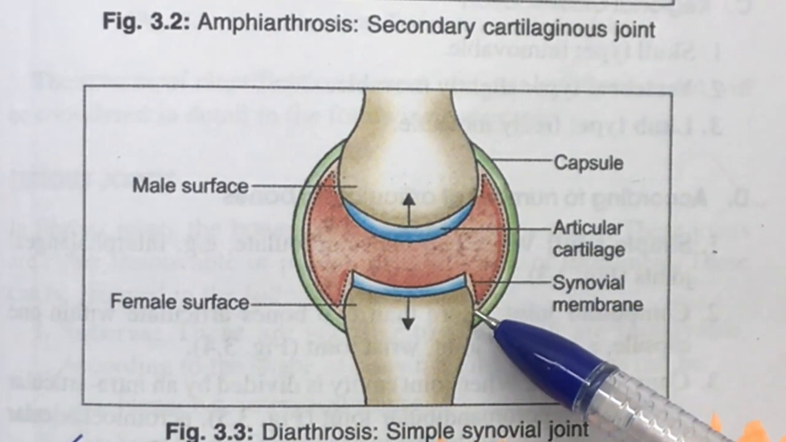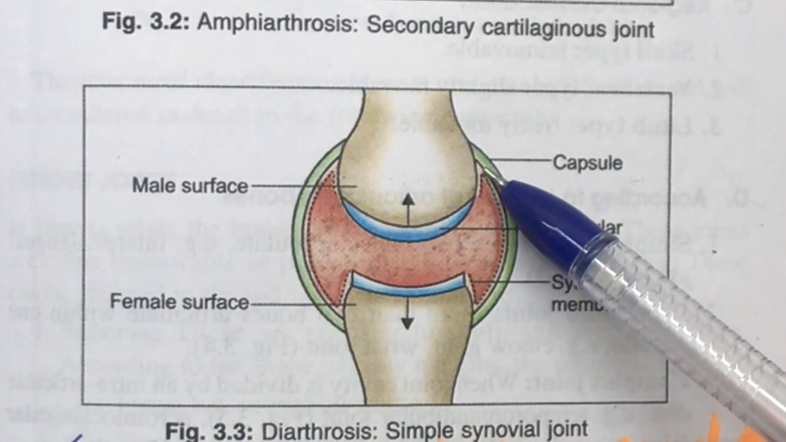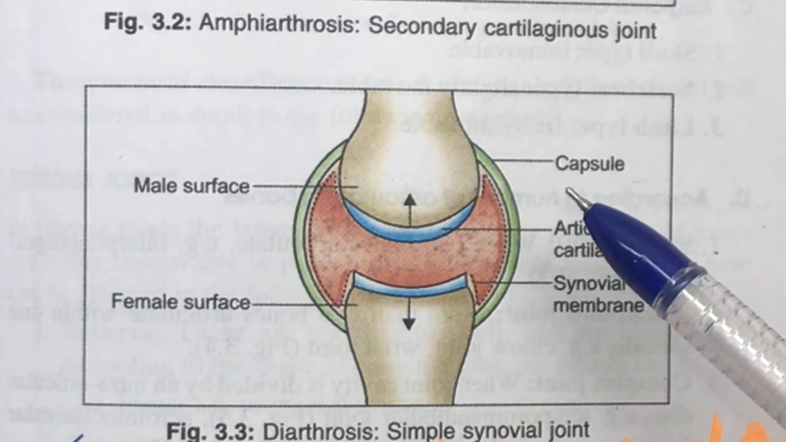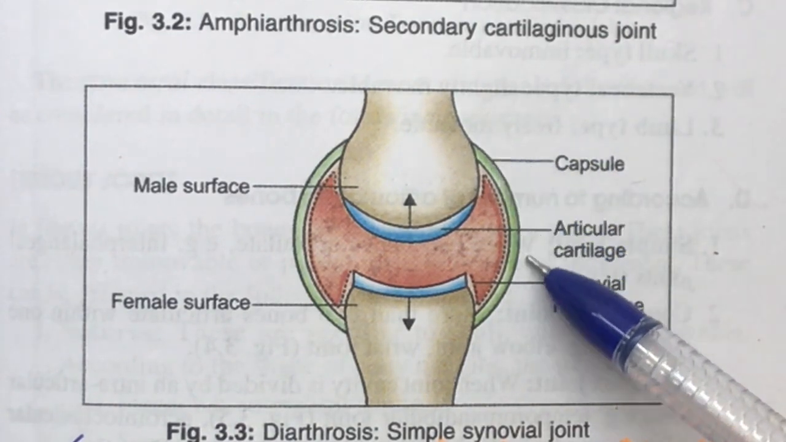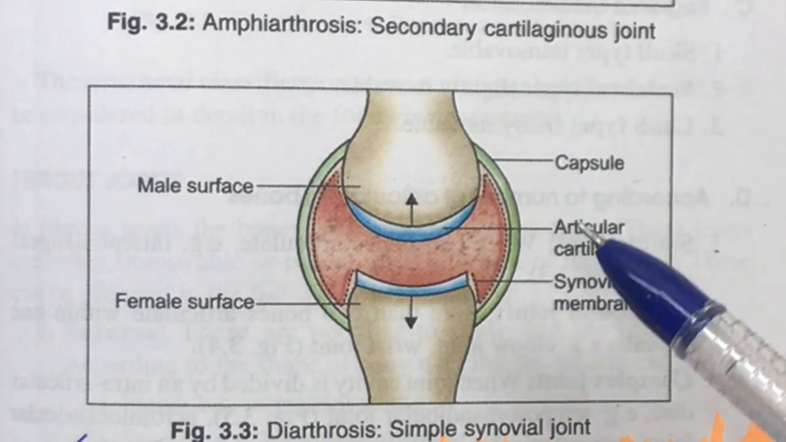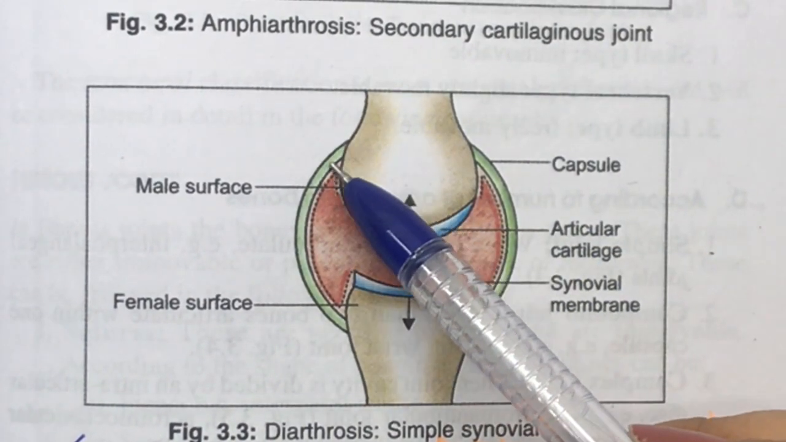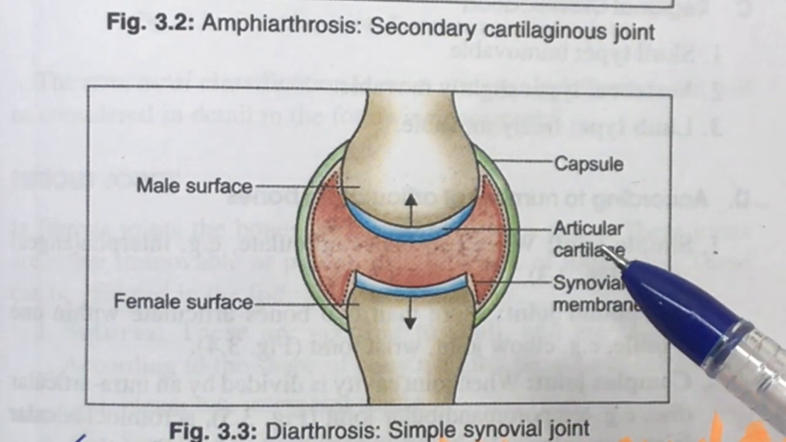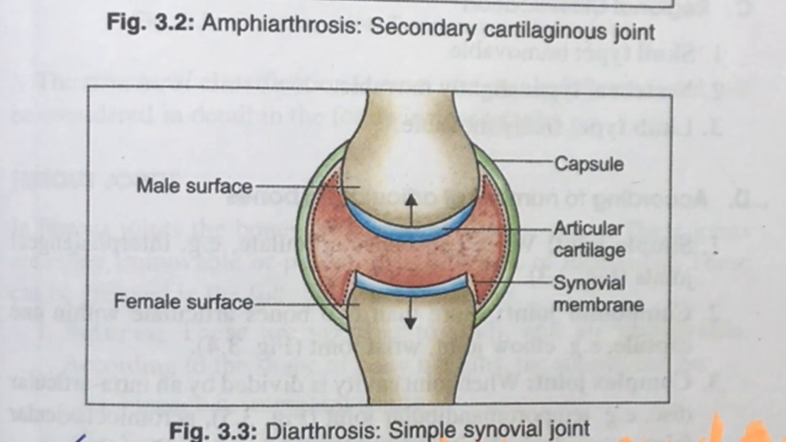This is the synovial membrane, this dotted structure which covers the joint cavity. And this is the capsule. The whole round is the capsule, and the capsule is lined by the extrinsic ligaments which support the joint and connect the articulating bones of the joint.